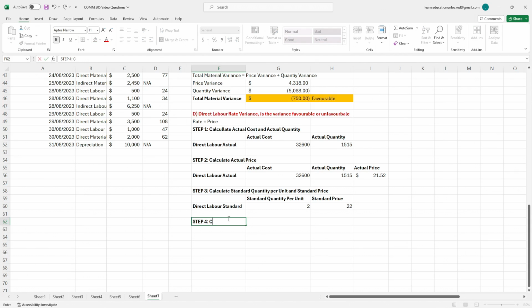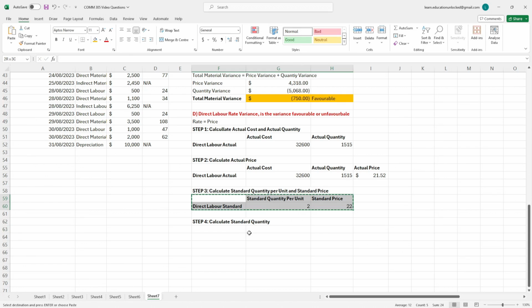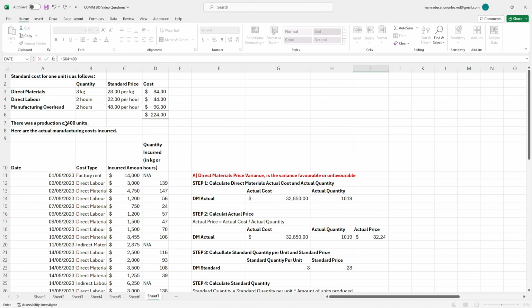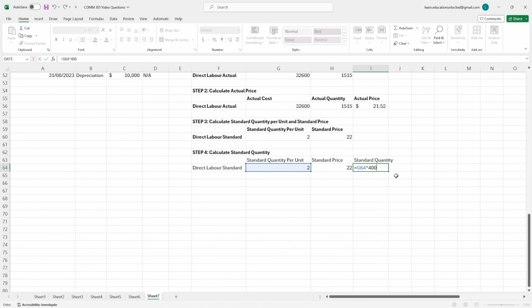All right. So that's step 3. Step 4, we can calculate our standard quantity. So I'll redo this table. Standard quantity. So our standard quantity is equal to your quantity per unit times the number of units. Like we said before, just to make it clear, there was a production of 400 units. So we just do that times 400. That gives us a standard quantity of 800.